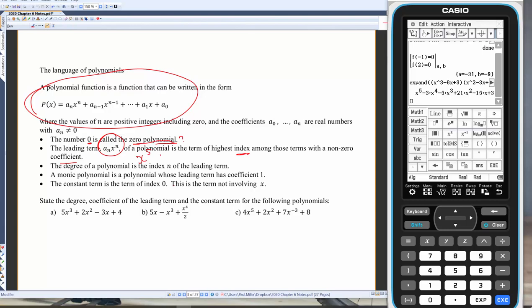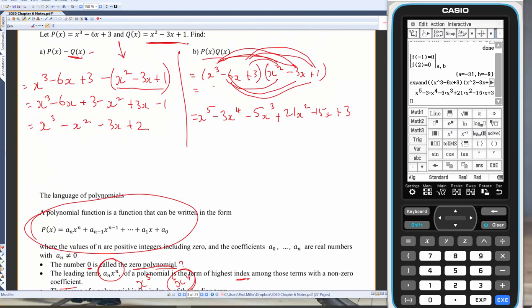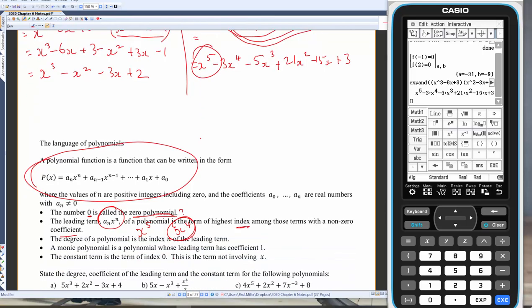So like x to the 5 is the highest power, or x to the 4 is the highest power, or whatever your polynomial is, that's called its leading term, the one with the highest power. In this case, power 5 polynomial. The degree of the polynomial is the index n of the leading term. So like I said, power 5 over here, power 3, which is also called a cubic function. A monic polynomial has a leading term with a coefficient of 1. That is monic, or mono, meaning 1.